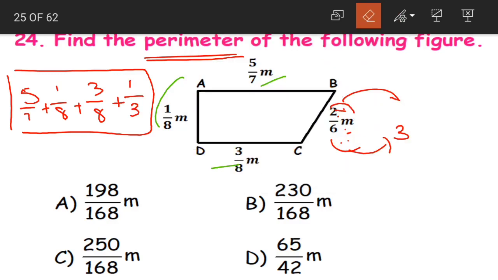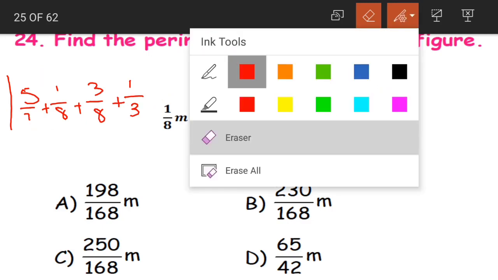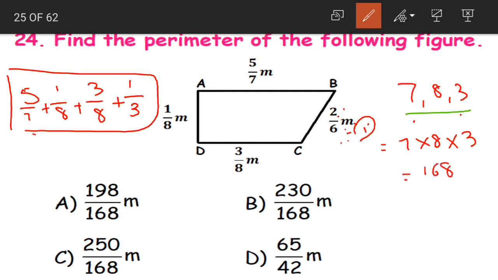Okay, now these are our 4 fractions. When we add these 4 fractions together, we first need the LCM, because these are unlike fractions. What are the denominators? 7, 8 and 3. These 3 numbers do not have any common factors other than 1, so their LCM becomes 7 into 8 into 3. When numbers do not share any common factors other than 1, their LCM becomes the product, children. 7 into 8 into 3 is nothing but 168.